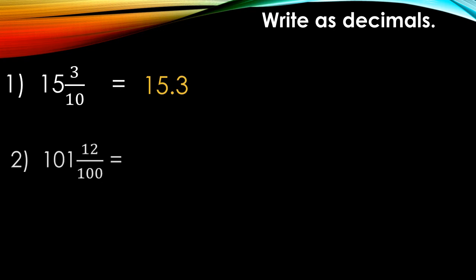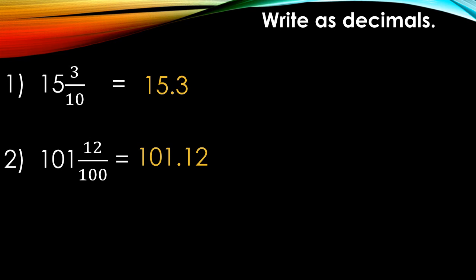Question number 2. 101 and 12 upon 100. See, in this question, 101 is a whole number. So write 101 as it is. In 12 upon 100, how many zeros in the denominator? Yes, 2. So in the numerator, count 2 digits from the right and put the decimal. So the answer is 101.12.